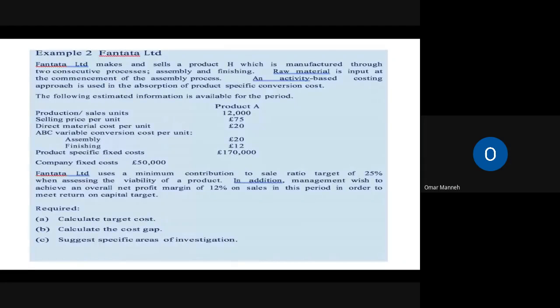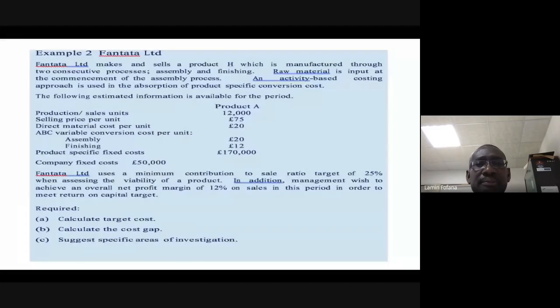Sorry, Mr. Fofana. Can you later please explain what value engineering means? I don't understand it deeply based on your explanation. Yes, I'll explain.